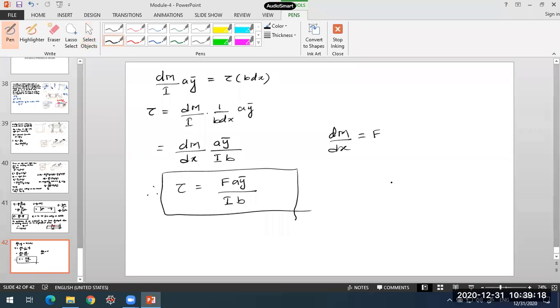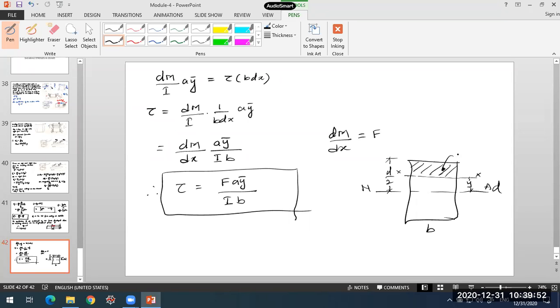Suppose you have a rectangular section. This is the neutral axis, width is b, depth is d. So this is d by 2, the centroidal distance from the neutral axis. Now I want to know the shearing stress somewhere at this section XX. Let us say this is at a distance y from the neutral axis. So this is the area A that you need to consider. What is y bar? If this is the centroid of this area, y bar is the distance of the centroid of this area from the neutral axis. What is I? I will be bd cube by 12.